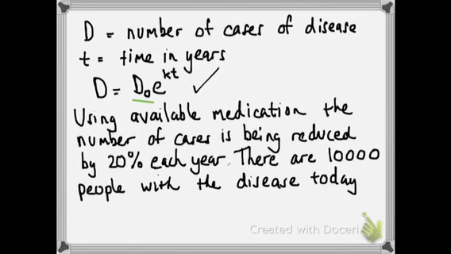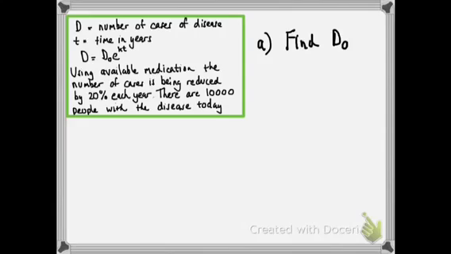We're also told that using the available medication, the number of cases is being reduced by 20% each year, and there are 10,000 people with the disease today. The first thing we're asked to find is D naught. To find that, we're going to substitute in some of the values that we know. As I said, D naught is the number of cases at the start, and we're told that the number of people with the disease today is 10,000. So we can be pretty safe that the answer is going to be 10,000.